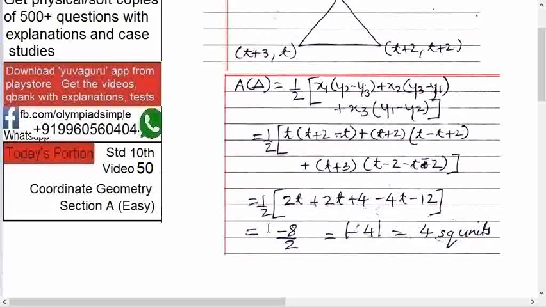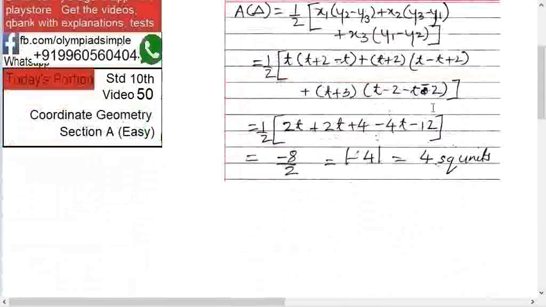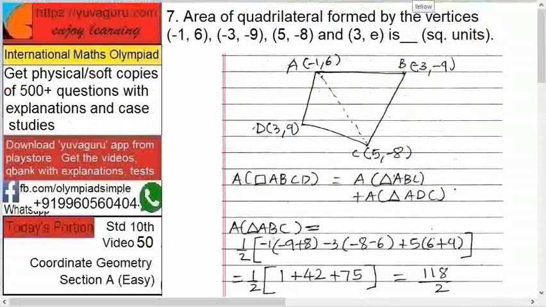So 1 upon 2 into (2t plus 2t plus 4 minus 4t minus 12). So it is minus 8 upon 2, so minus 4, and we have to put a modulus for area. So it is 4 square units. So what's the question? Find the area of the triangle. That is 4 square units.